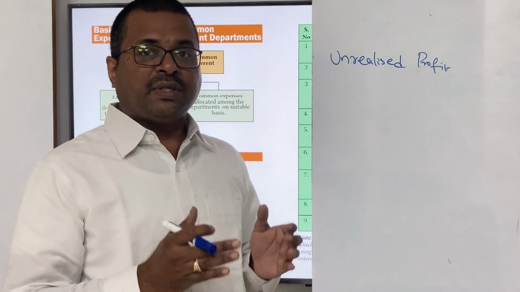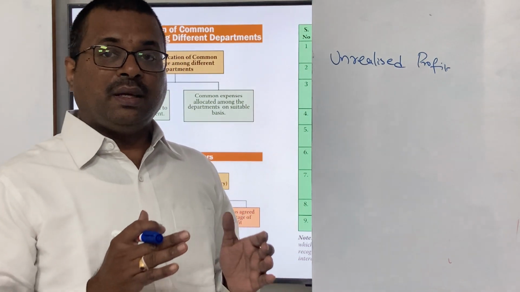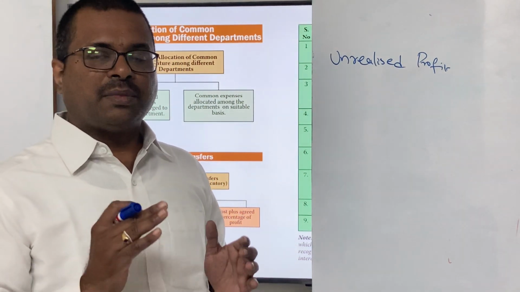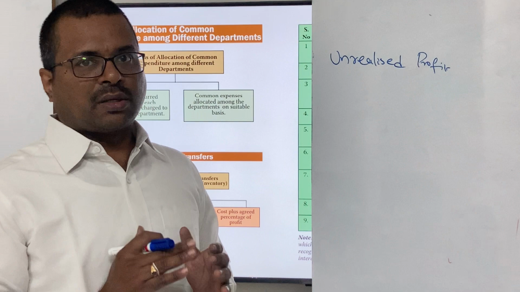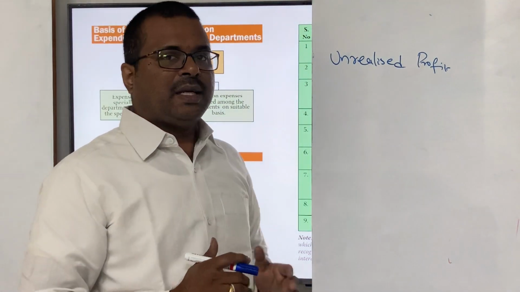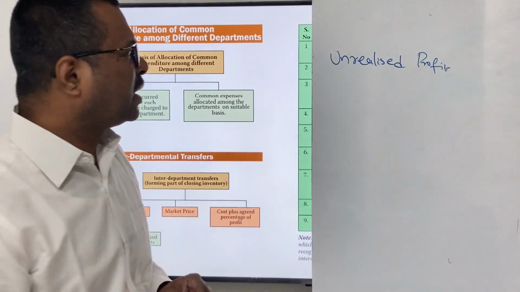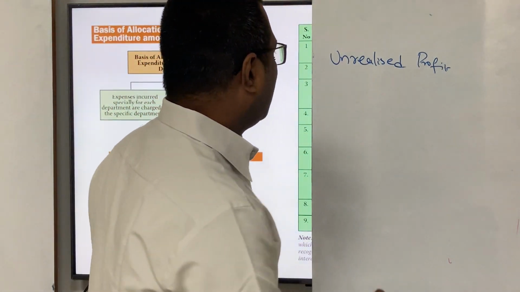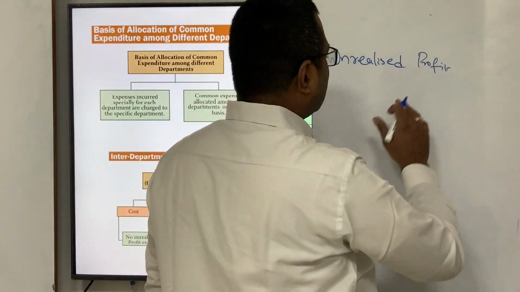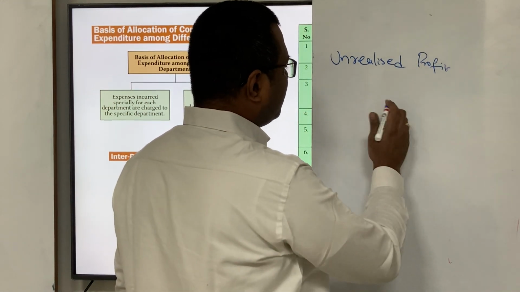This profit element which is not realized has to be ignored, has to be eliminated from the profit and loss account. So how that unrealized profit has to be identified? This can be identified like this. I have shown you the example. Now I will show you one example for this.